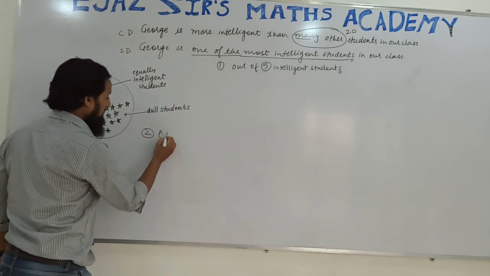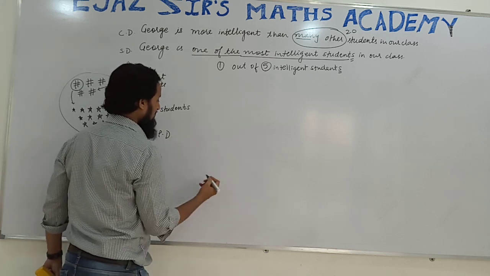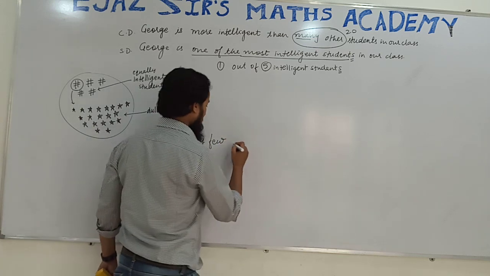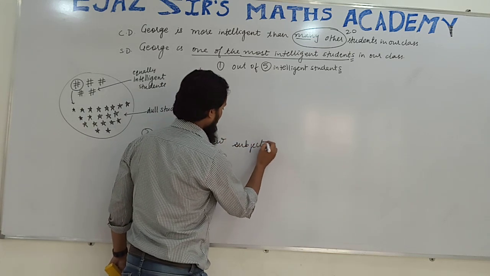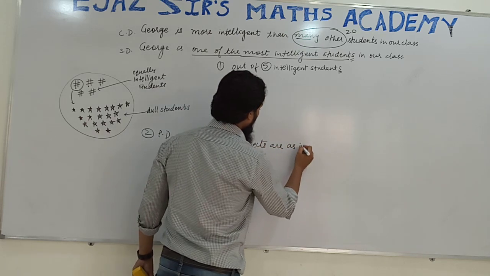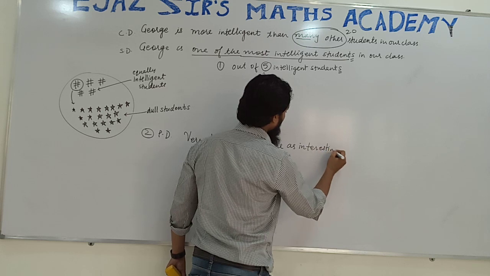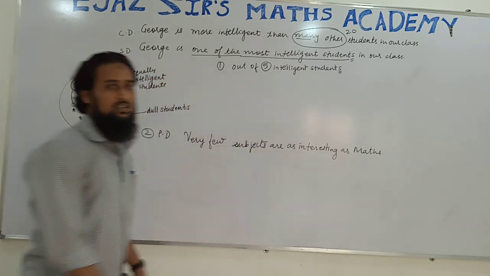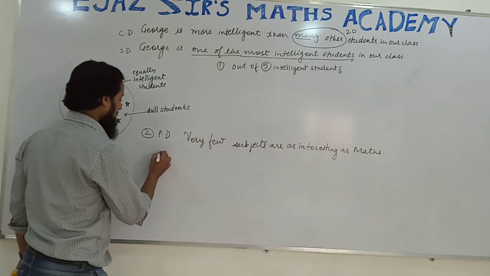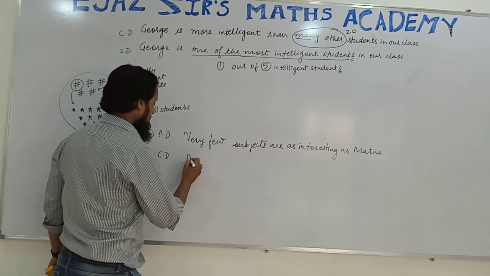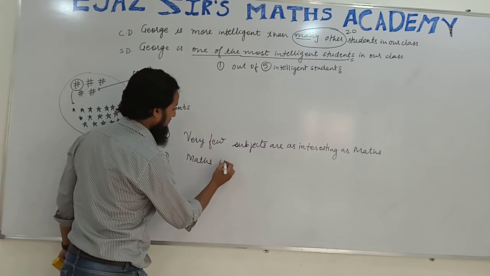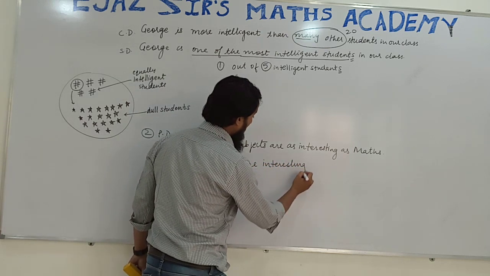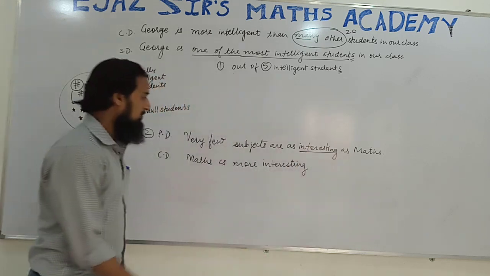Number 2, positive degree. Very few subjects are as interesting as maths. Very few subjects are as interesting as maths. Comparative degree will be maths is more interesting. Maths is more interesting. So as interesting has become more interesting.